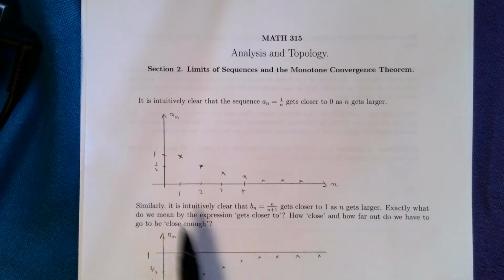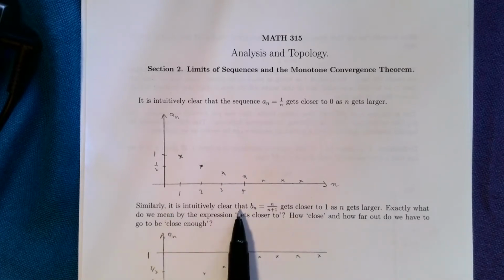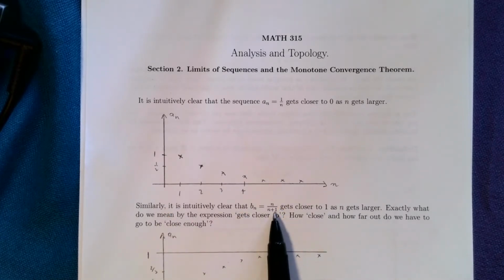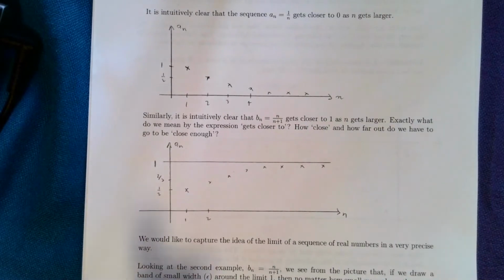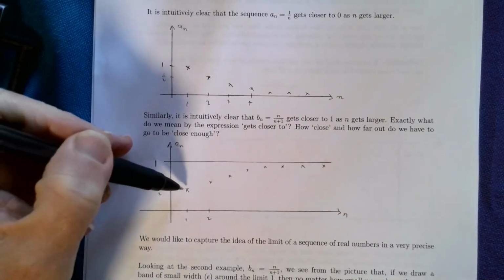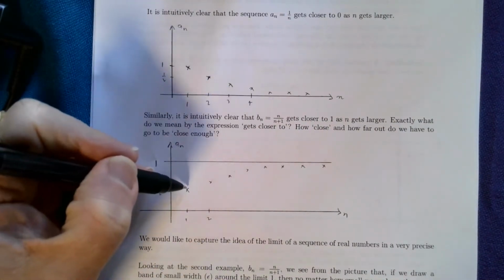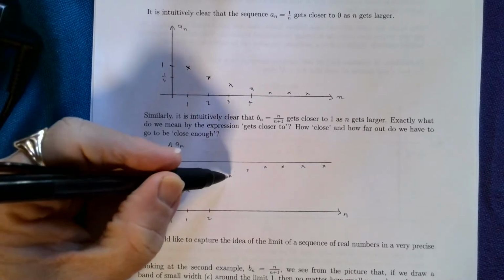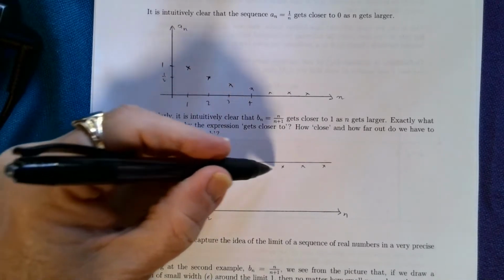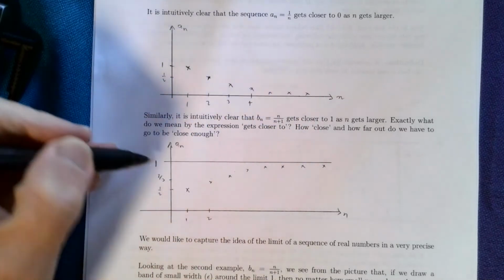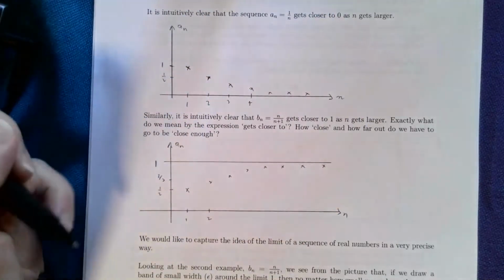Similarly, it's intuitively clear, just by common sense, that if I take n over n plus 1, so you think of 1,000,000 over 1,000,001, that's pretty close to 1, as n gets larger and larger. And again, I'll draw a little picture of that. So here we put in n equals 1, so I get a half, and then I'll get 2/3, and then 3/4, and so on. And this is getting closer and closer to this line at 1 here.